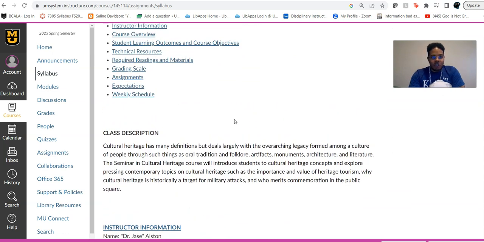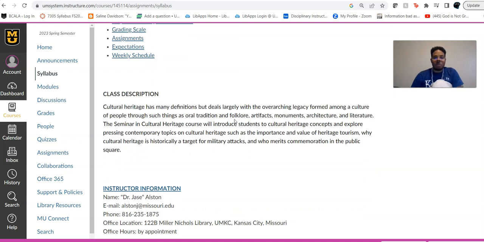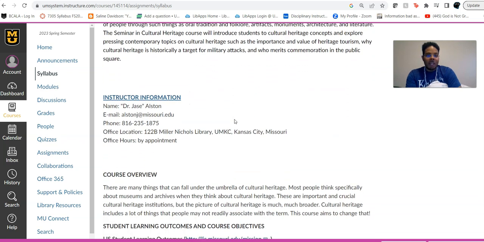So our class description. Cultural heritage has many definitions, but deals largely with the overarching legacy formed among a cultural people through such things as oral tradition and folklore, artifacts, monuments, architecture, and literature. Also, you can throw in music and some other things in there. The seminar in cultural heritage course will introduce students to cultural heritage concepts and explore pressing contemporary topics on cultural heritage, such as the importance and value of heritage tourism, while cultural heritage is historically a target for military attacks, and who merits commemoration in the public square.